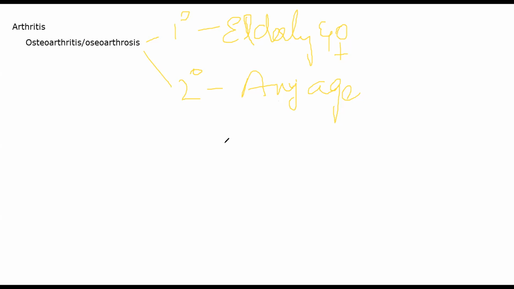ठीक है, so pathological changes. First change, articular cartilage. ठीक है, the cartilage present in the joint.